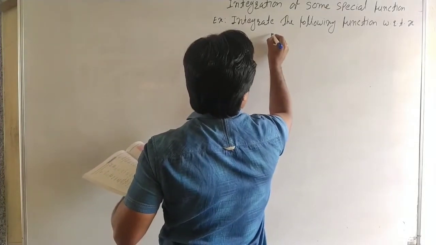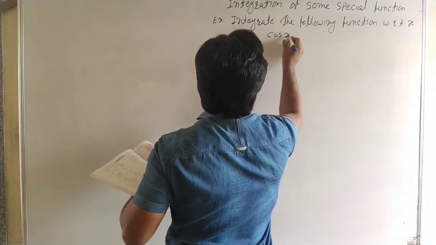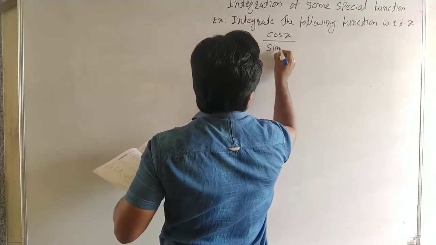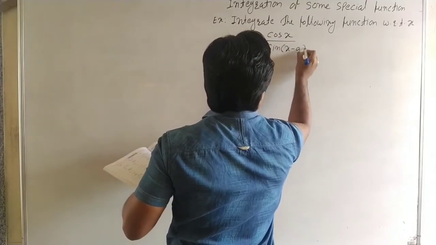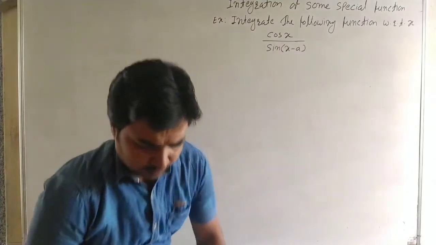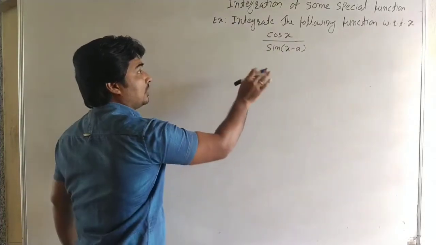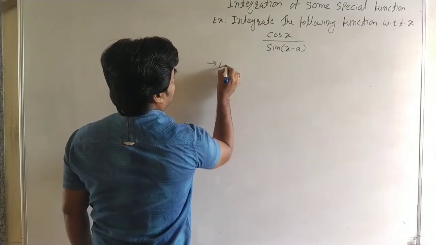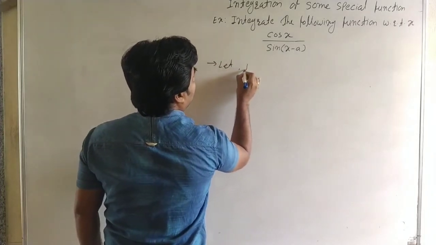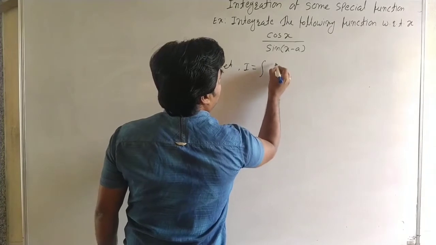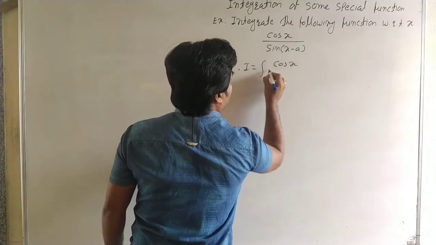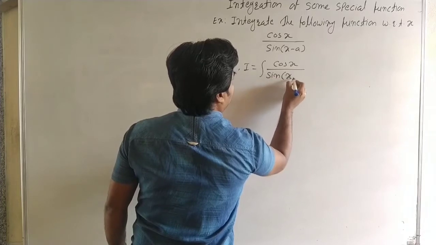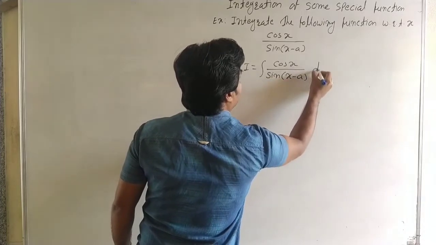Here the function is cos x upon sin x minus a. We integrate this function with respect to x. Integrate cos x upon sin x minus a with respect to x.